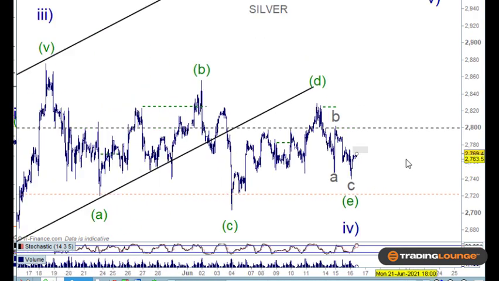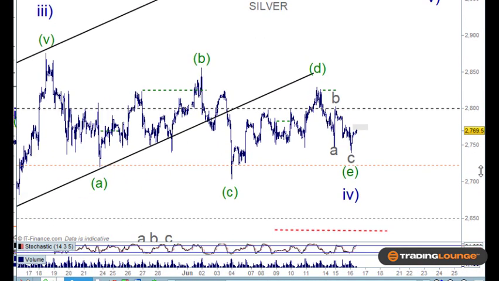But we just need to understand that it could travel sideways even further. The wave E here is really quite small. So that's sort of where we are really with that. Let's have a look at gold.